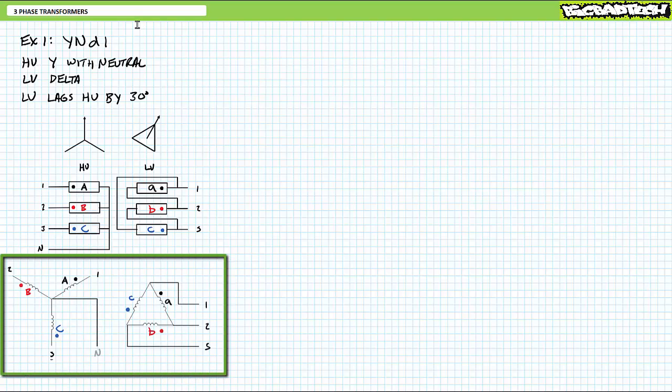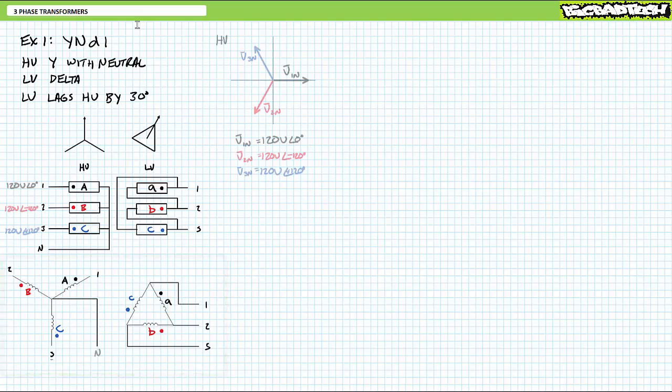If we were to expand this out as you would for some eye-pleasing schematic, the YN configured high voltage side would look like this, with all non-dotted ends tied together, and the delta configured low voltage side would look like this: A no dot to B dot, B no dot to C dot, C no dot back to A dot, with lower winding lowercase a between lines 1 and 2, lowercase b between lines 2 and 3, and lowercase c between lines 3 and 1.